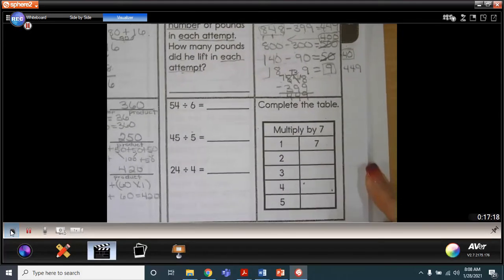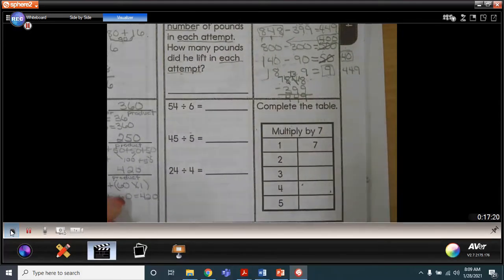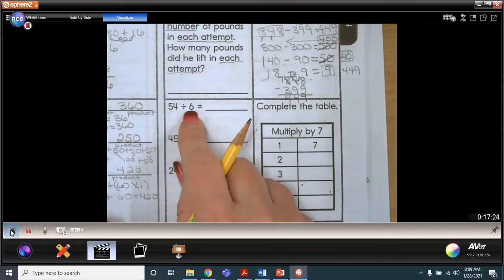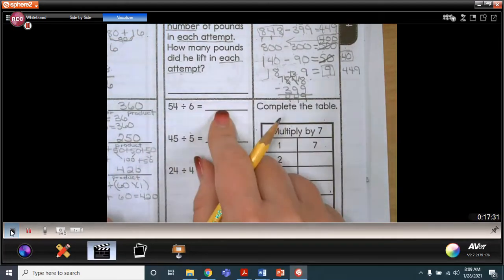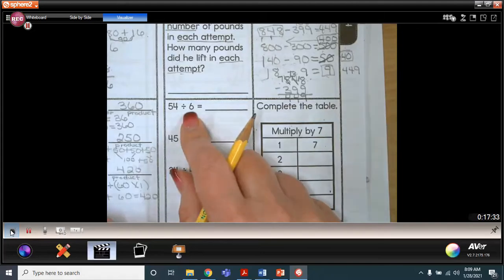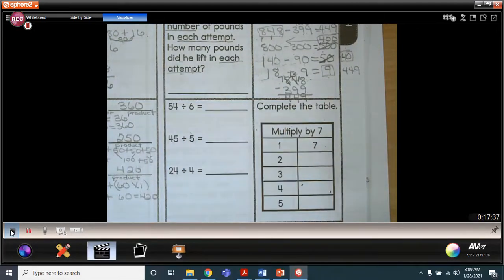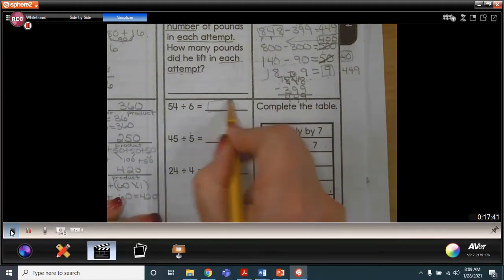Okay? So now let's take a look at our division problems. We have our dividend, which is our total. We have our groups, or the number in each group, depends on how you want to look at it. And we want whatever the opposite of this is, the groups or the number in each group. So again, lots of different ways to figure out what our missing quotient is.